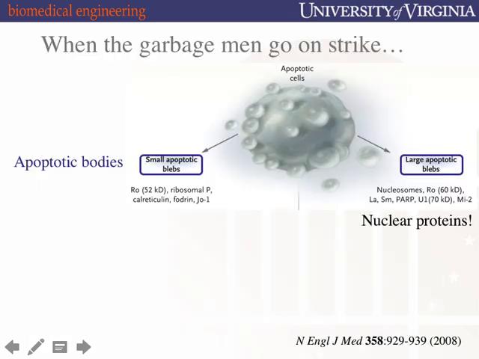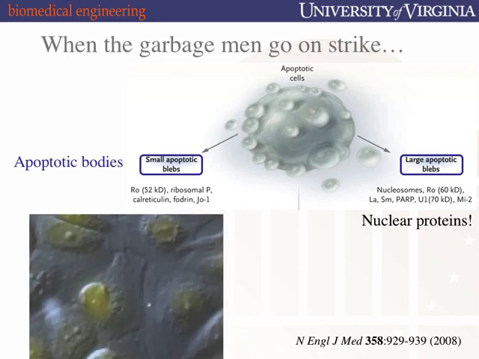So what happens when the garbage men go on strike is that the cells continue to apoptose and they start shedding both small apoptotic blebs and these large apoptotic blebs known as apoptotic bodies, right? So they start blebbing, they start shedding these large bits of themselves out, and what's loaded in those things are nuclear proteins. So remember, we describe lupus as being a disease associated with the production of antibodies against nuclear proteins. So this is one hypothesis about why you might actually develop antibodies against nuclear proteins.